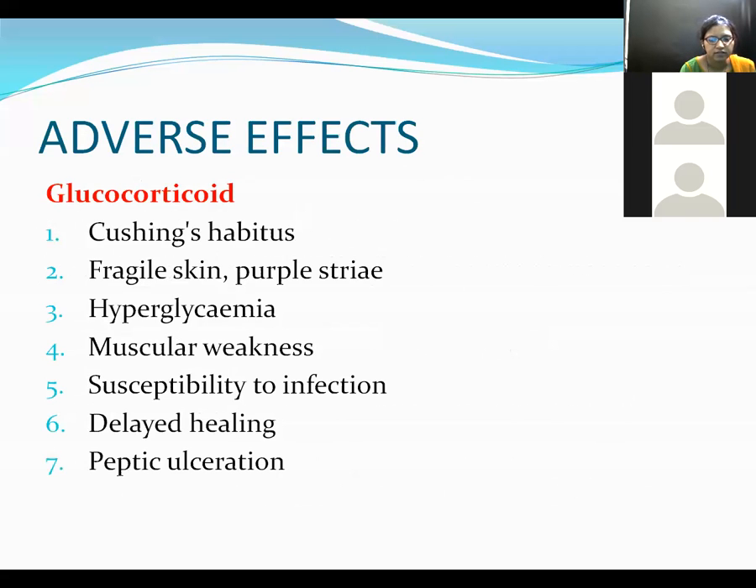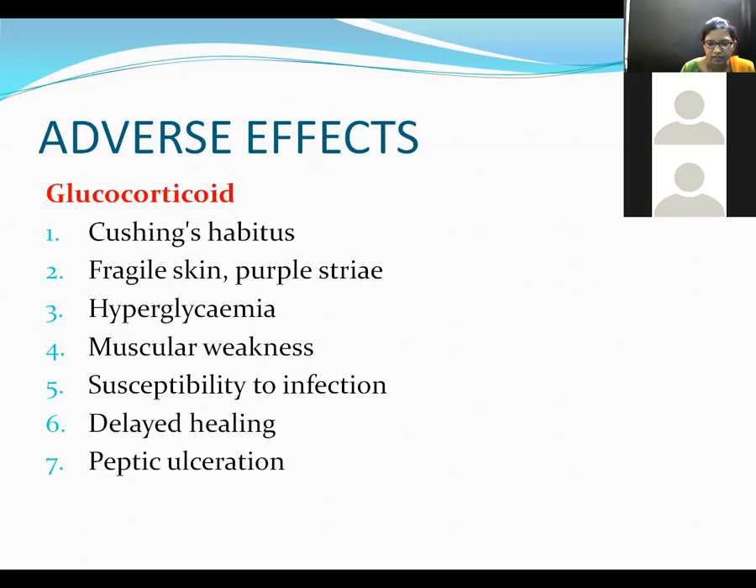Adverse effects of glucocorticoid, this is also an important topic because glucocorticoids lead to various severe adverse effects. Cushing's habitus, you know from first year physiology, Cushing syndrome, there is a puffiness of face, moon face, buffalo hump, fish mouth, then abdominal fat deposition. So these are some signs of Cushing's habitus. Then fragile skin and purplish striae, these are the skin effects of glucocorticoids. Skin becomes thin, fragile, and purplish striae occur over the abdominal skin.